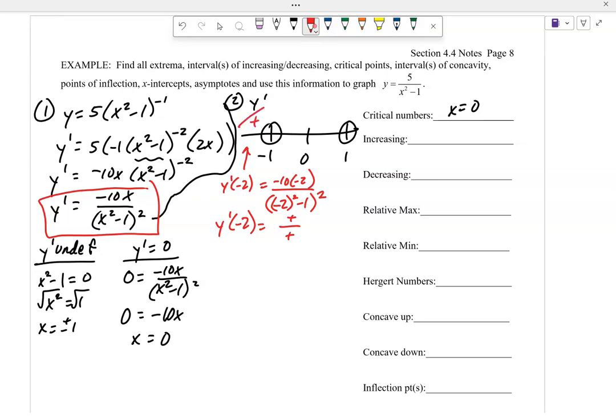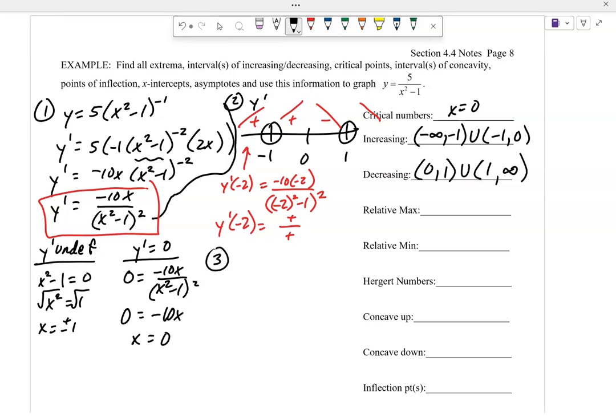Let's throw in -1/2. You're going to see that that thing's positive. You can throw it into the first derivative. Throw in +1/2, the original function decreases. Throw in maybe 2, the original function decreases again. So let's throw these on here. We're increasing from -infinity up to -1, and then from -1 to 0. We're decreasing from 0 to 1, and from 1 to infinity.